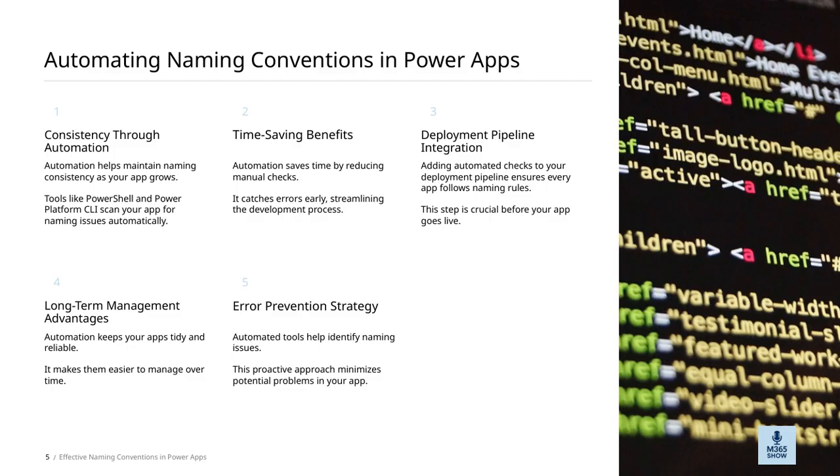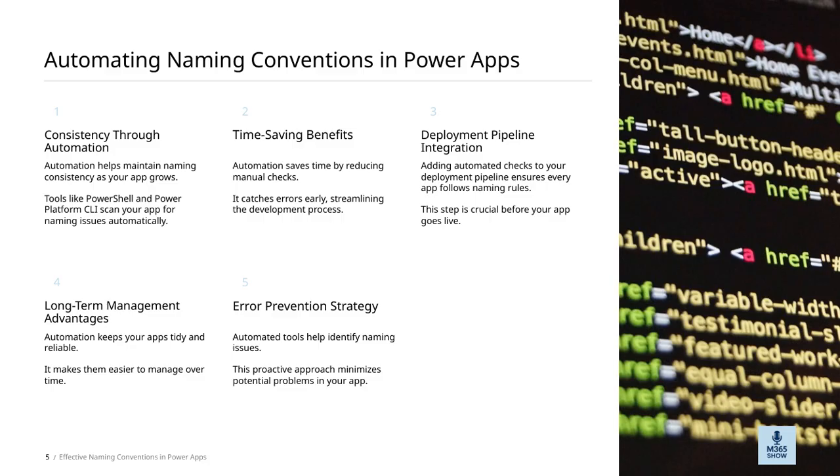Adding automated checks into your deployment pipeline ensures that every app adheres to your naming standards before it goes live. This step is vital to maintain consistency and quality across all your applications. Automation also saves you a lot of time.